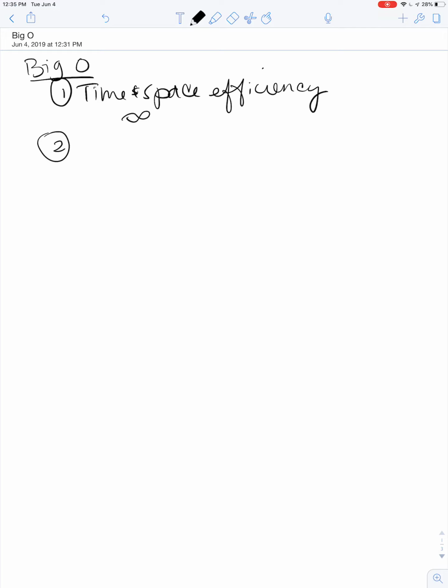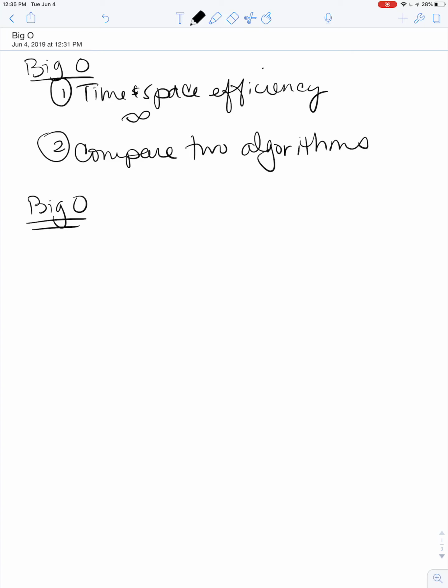And secondly, it gives us a way to compare two different algorithms. For example, we might have a couple different algorithms for sorting. Which one is better? Which one should we use given a particular instance of a problem? Big O gives us a language to do that. So what is big O anyways? So let me just say this is why big O.